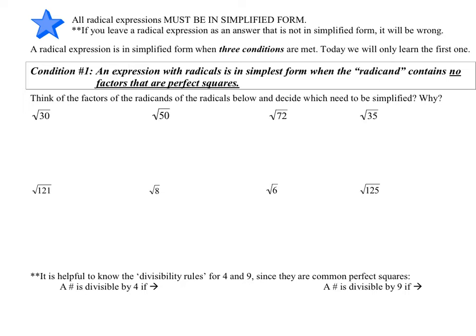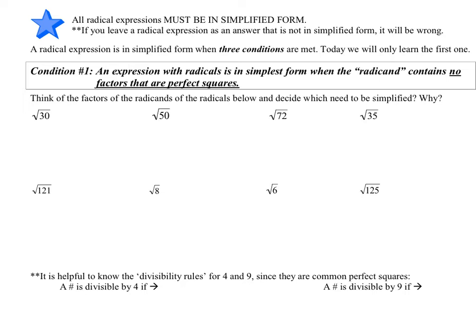So think through your perfect squares, like other than 1. 1 goes into everything. So we're thinking 2 squared is 4, so 4 is a factor. 3 squared is 9, 9 is a factor. 4 squared is 16, 16 is a factor, and so on.